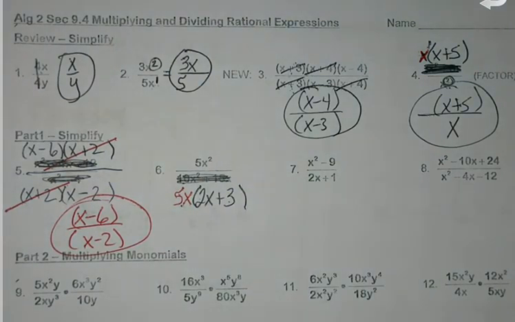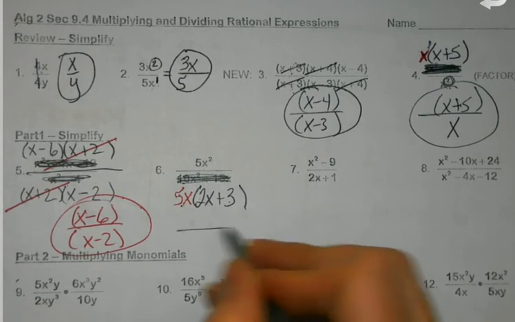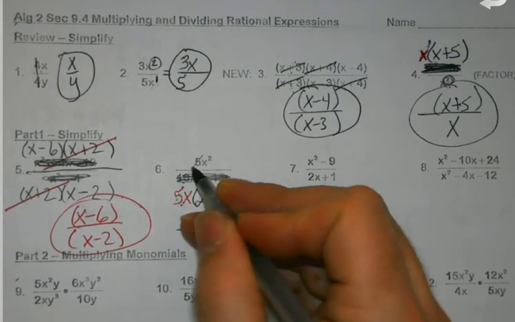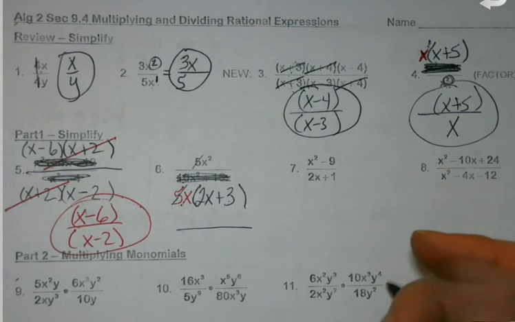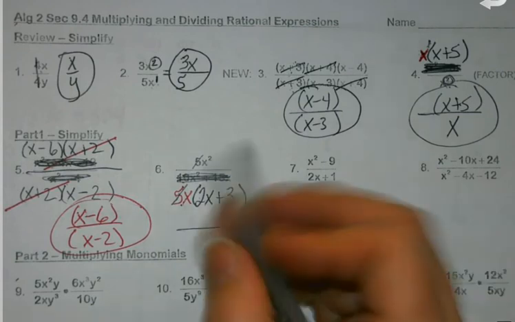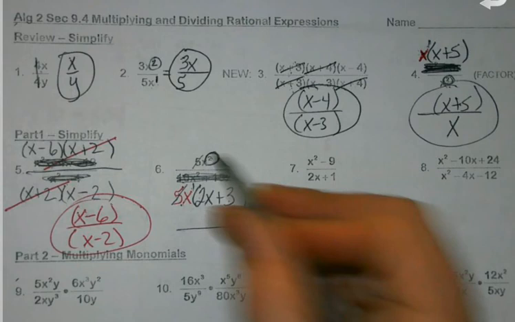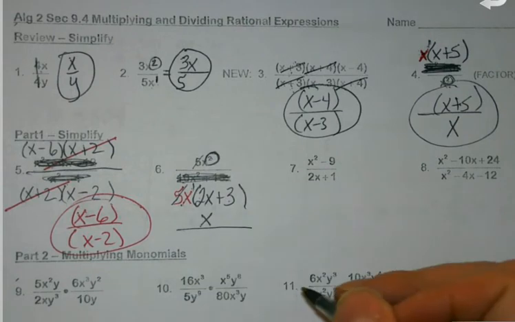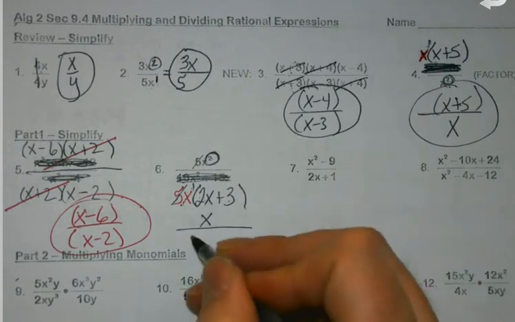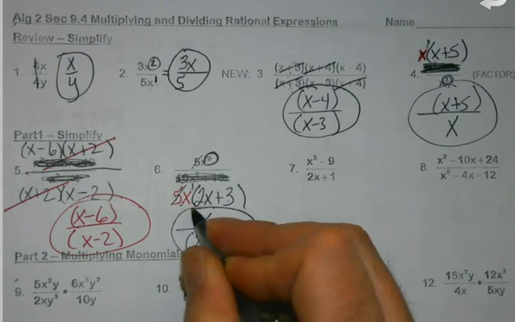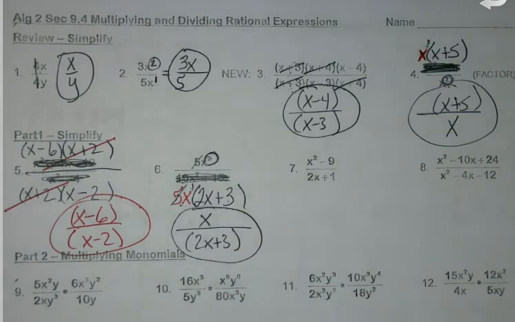Can I cancel or reduce anything? Yes, 5x. They each have the 5, that can go away. Again, it's my exponent rules. 2 minus 1 is 1. Larger exponent in the numerator, so I have an x. And there's nothing to cancel out my 2x plus 3, so that's as far as I can go. Again, anytime you see that plus or minus bond, unless they're identical, you can't do anything with it.